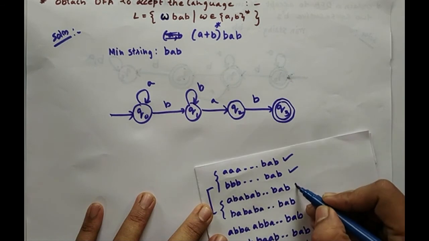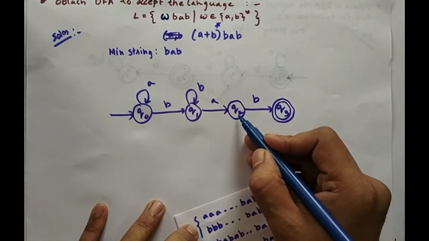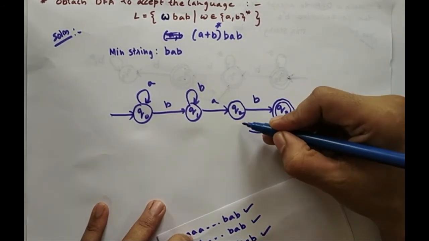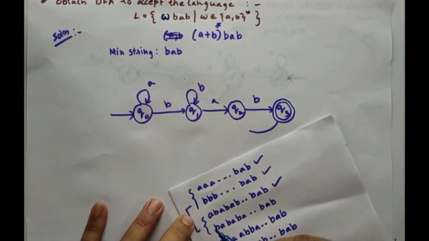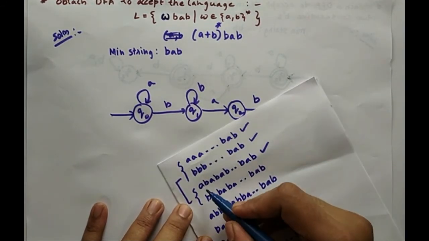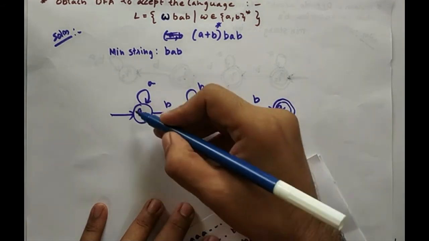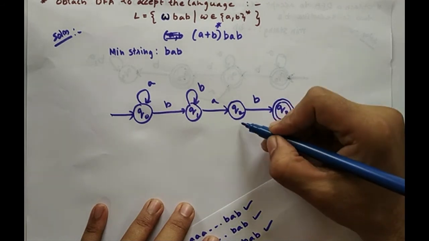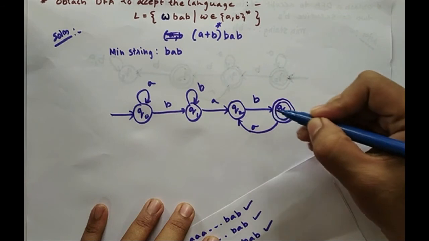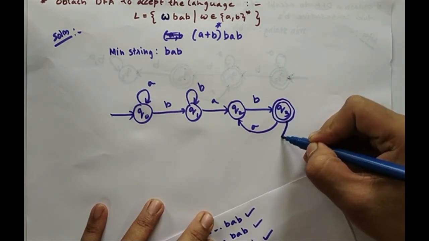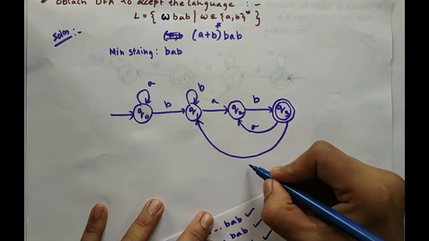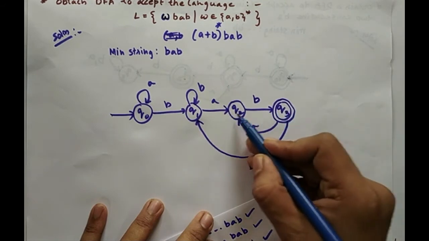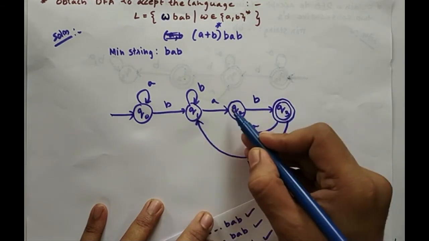Then AB, AB, AB ending with BAB. A, B, A, B. Okay, now the question is whether to join this or join this. What you want is AB, AB, AB, AB ending with BAB. A, B, another AB you want, right? So you can just join here A, B, now ending with BAB. So you can have a link here and say BAB. So it is A, B, A, B, A, B, A, B ending with BAB.